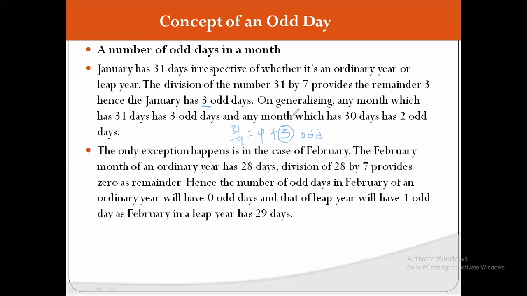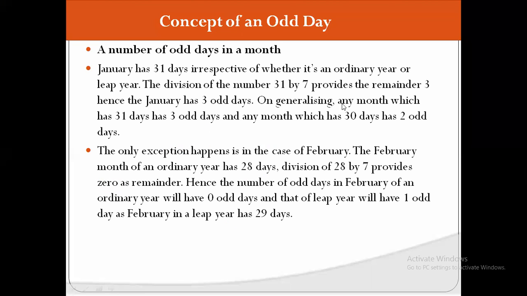On generalization, any month which has 31 days has 3 odd days, and a month which has 30 days has 2 odd days. The only exceptional case is February. In an ordinary year it has 28 days, so the remainder is 0. If it is a leap year, 29 divided by 7 gives a remainder of 1. This one day is an additional odd day for the month.